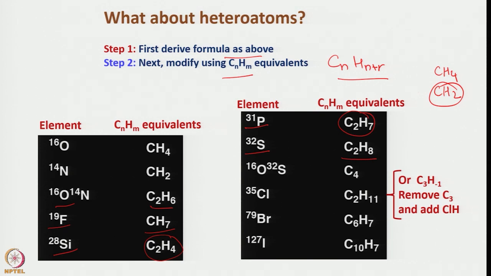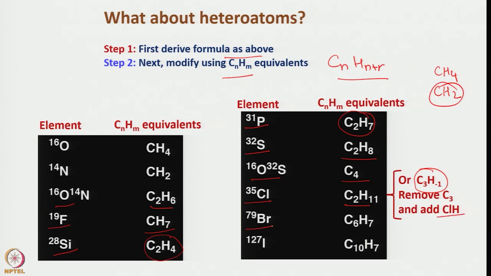We have to take out from the actual formula we get after the rule of 13. This is 24 plus 8. And then if we have OS, we have to take out 4 carbon atoms. And then if we have chlorine, we have to take out C2H11. And if you do not have sufficient hydrogen atoms, we can also do this: take out 3 carbon atoms and add additional hydrogen atoms. For example, if one chlorine, you can either take out C2H11 or add one H and take out 3 carbons. That means you add ClH and take out C3.